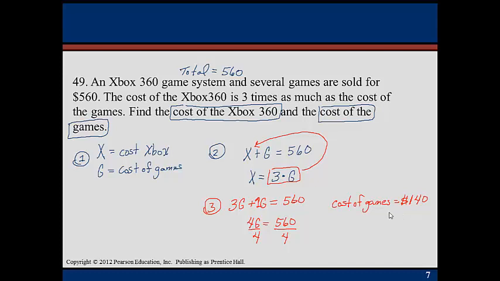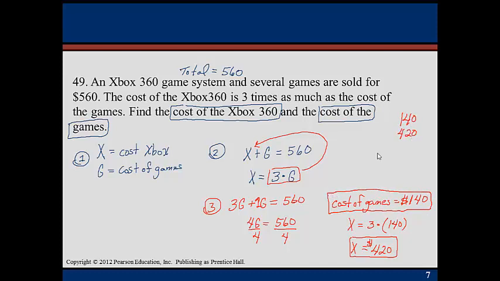Now we can go back and find the cost of the Xbox 360 by using x equals 3 times g, but instead of putting the g, we're going to put the 140, which means the Xbox 360 costs $420. And of course you can check it. If you take the cost of the games and you add the Xbox 360, it should equal the total cost, which was $560. And it does, so it's correct.